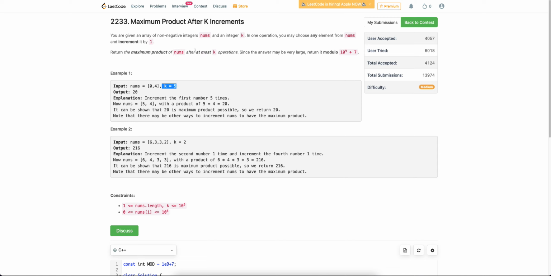Remember, we don't have to perform all the operations. We have to perform at most k operations. Since the answer could be very large, we just need to return it with some modulus. So let's try to understand this with an example.